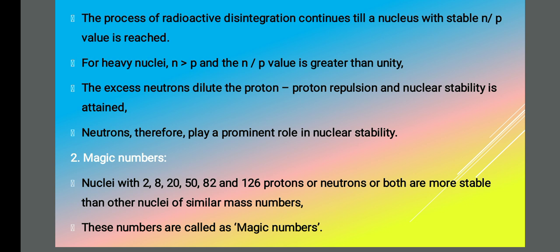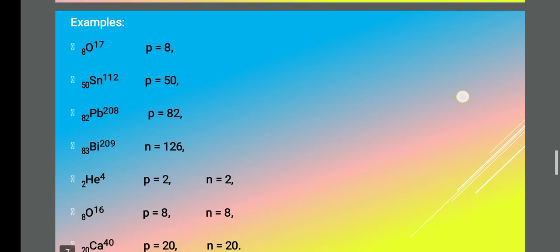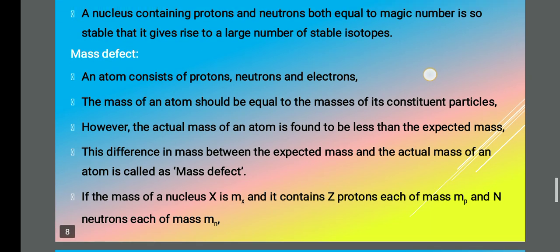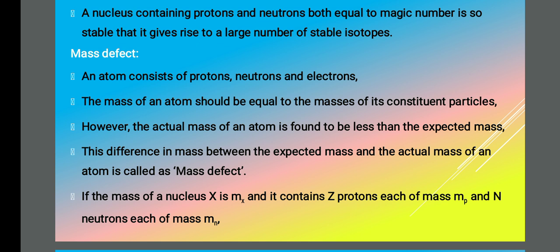So oxygen example is given. Oxygen 17, that is number of proton is equal to 8. Tin, number of proton is equal to 50. Lead, number of proton is equal to 82. Bismuth, number of neutron is equal to 126. Then helium, proton 2, neutron 2. Oxygen, proton 8, neutron 8. And calcium, proton 20, neutron 20. It's clear? So a nucleus containing proton and neutron equal to magic number is more stable, that gives rise to large number of stable isotopes.